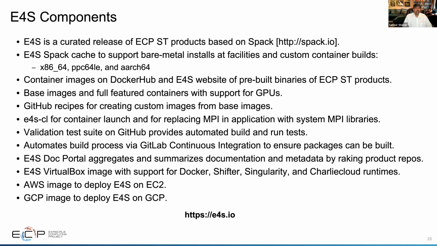So there are different components. E4S is a curated release of ECP ST products that are based on Spack. And we have build caches so that we can support bare metal installation at facilities and even do custom container builds. We have support for x86-64, PPC64LE, and AArch64, ARM64 platforms. And you can pull these container images from Docker Hub and the E4S web page of pre-built binaries of E4S products. Now we have also base container images which allow you to create a custom image. And we also have full-featured containers with support for GPUs.